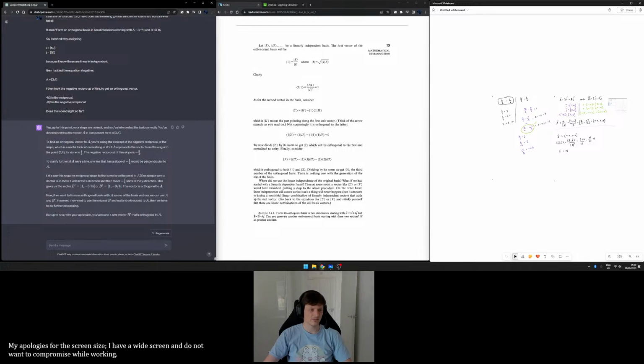Let's use this orthogonal to A. One simple way to do this is to move one unit in the x direction and then move negative 3/4 units in the y direction. This gives us the B vector.